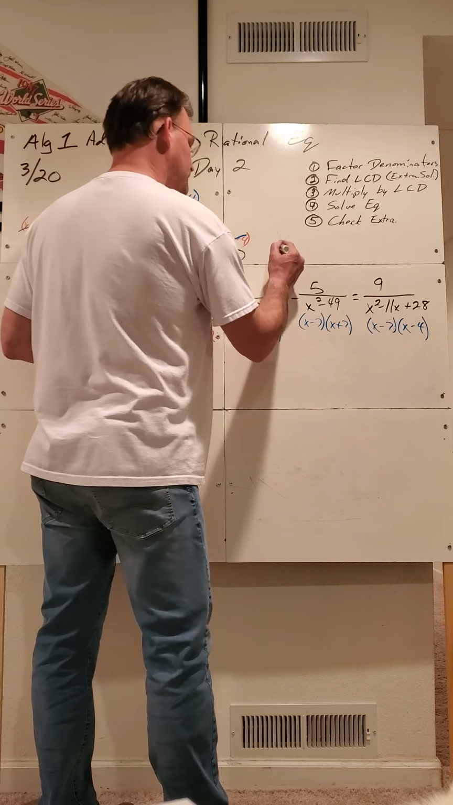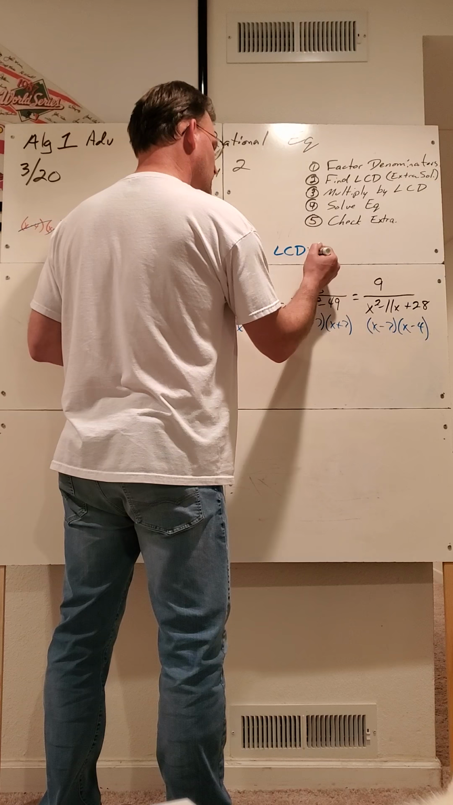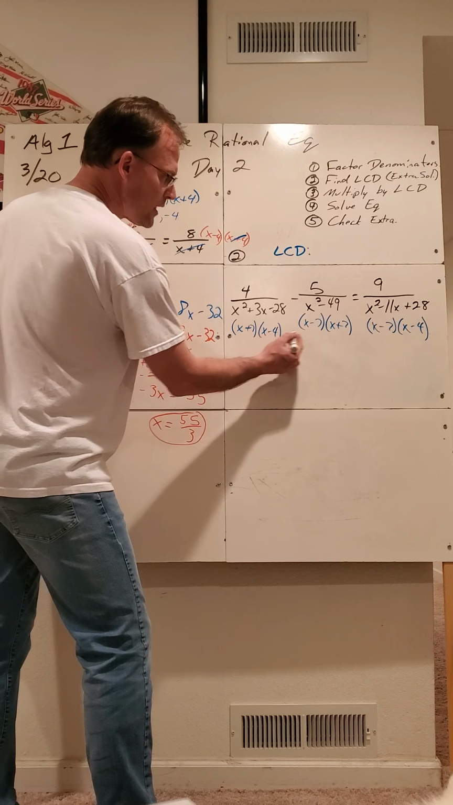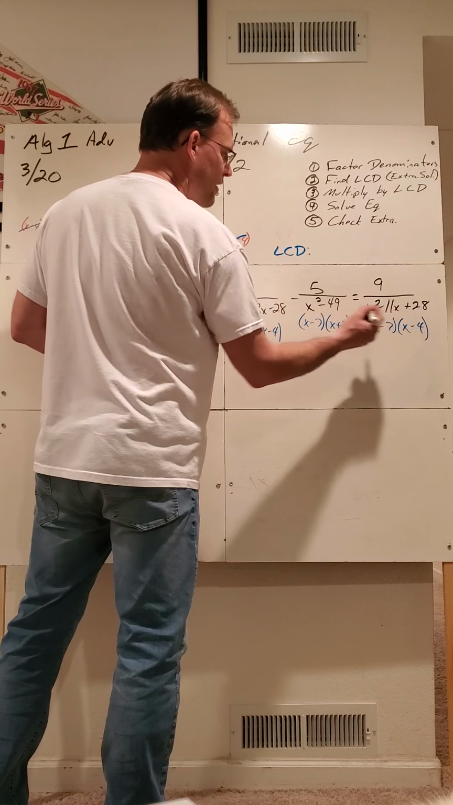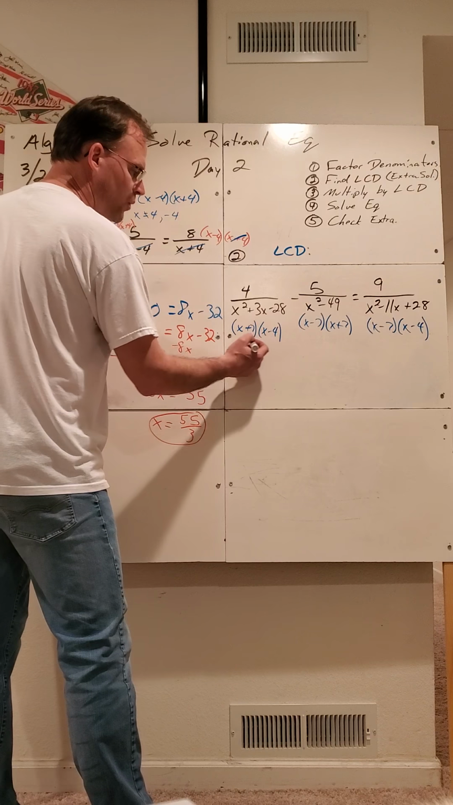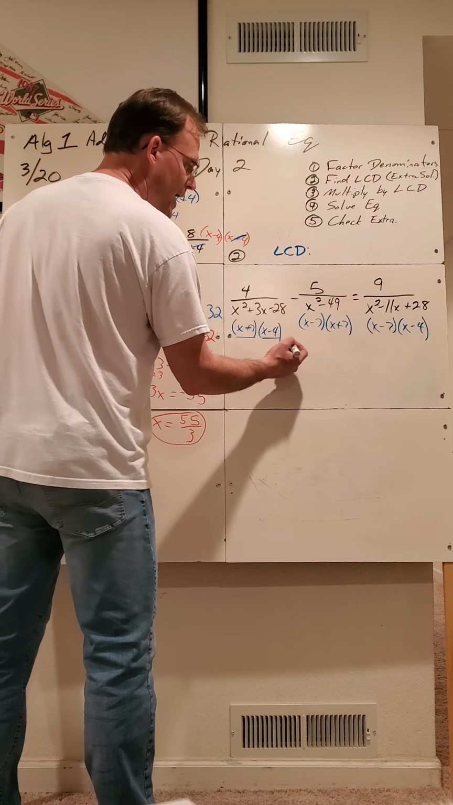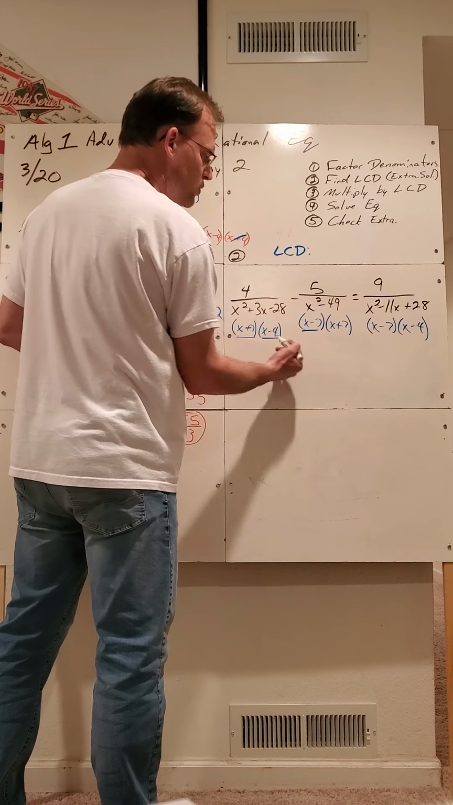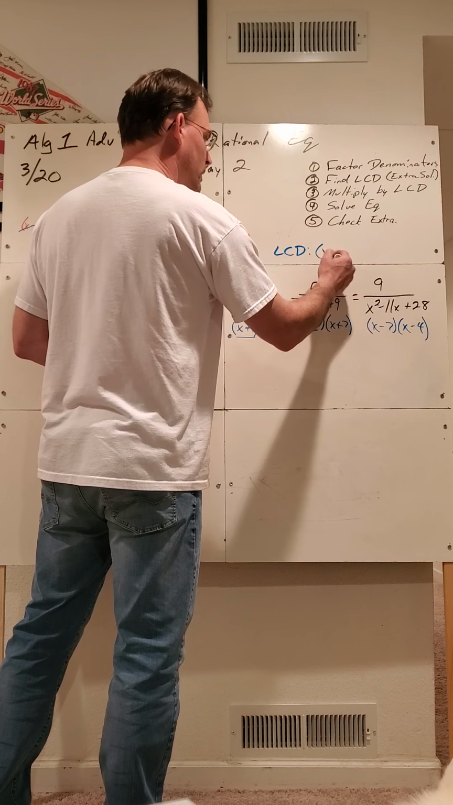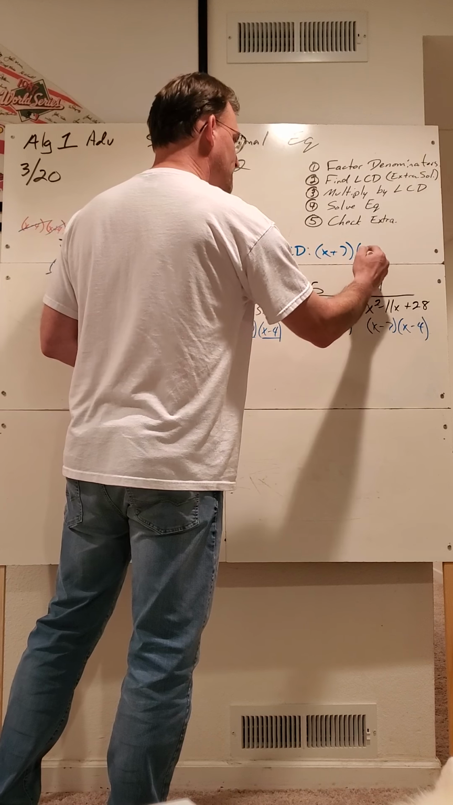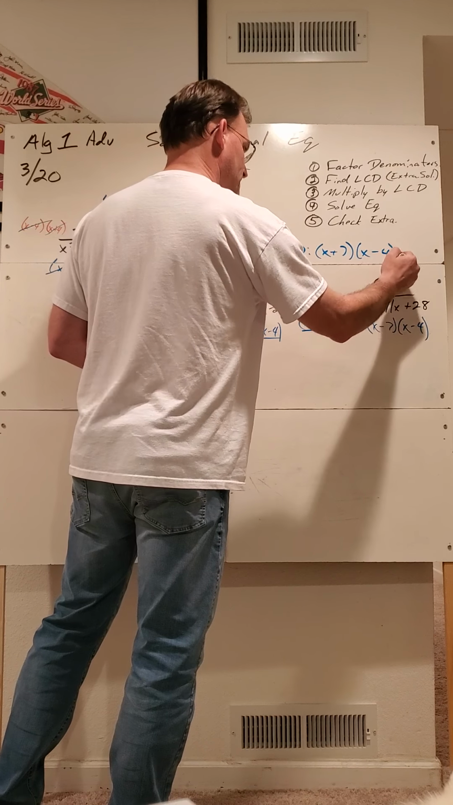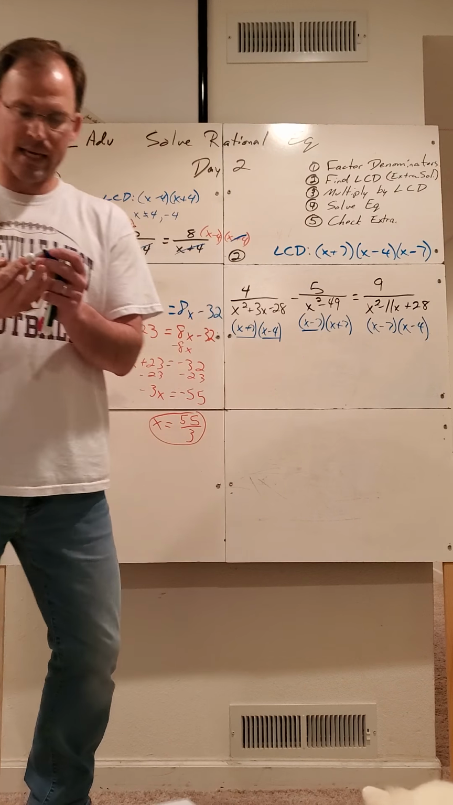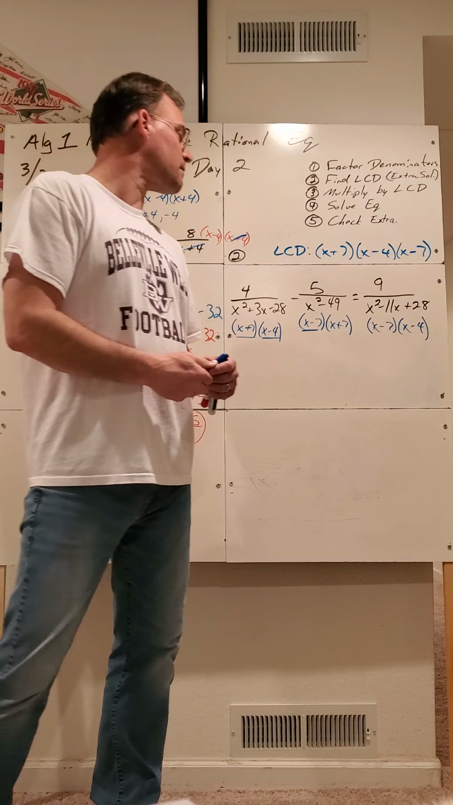Step 2, LCD. Let's see, I got the x plus 7, x minus 4, x minus 7. I've got 3 things that are showing up here. I got an x plus 7, an x minus 4, an x minus 7. Those are just repeats, so I got 3 of them. Count them, 3 factors in my LCD.